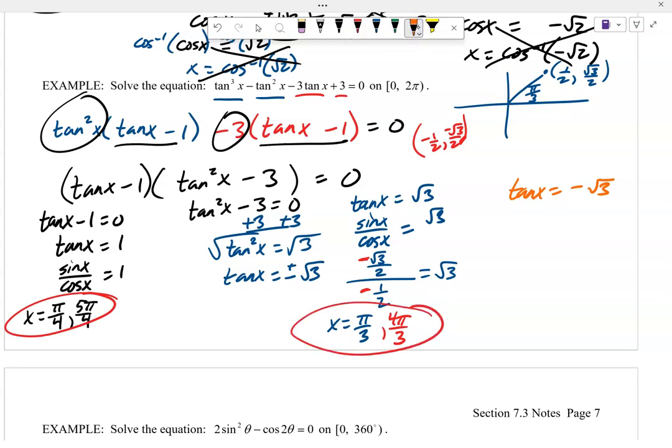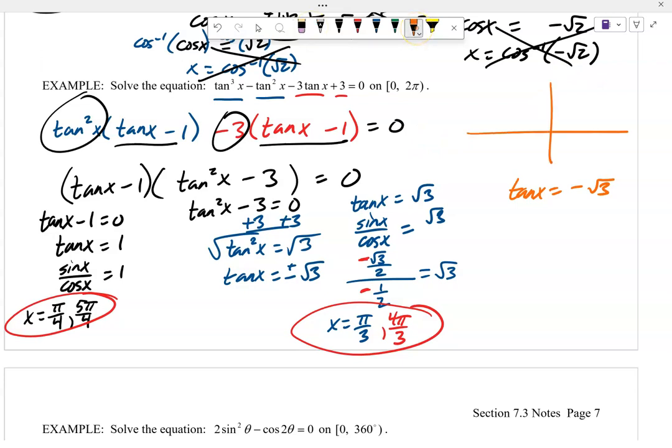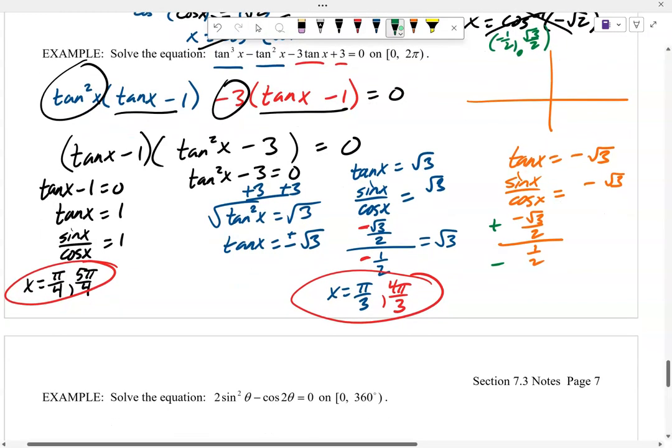Where's the tangent equal to negative root 3? Where's the sine over the cosine equal negative root 3? So we got to have negative root 3 over 2 over a half, or that positive and that being negative. So let's do where it is negative a half, the cosine, and the sine being the positive root 3 over 2. So that would happen at 2 pi thirds.